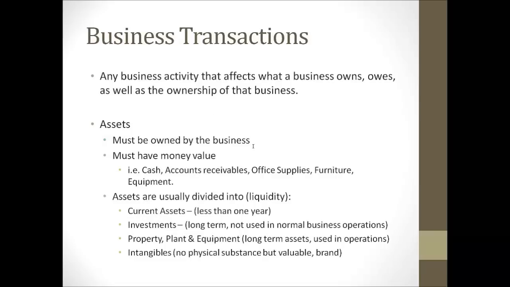A business transaction is any activity that affects what a business owes, as well as the ownership of that business. What a business owns is defined as an asset. An asset needs to meet two different requirements to be considered an asset. The first is that it must be owned by the business. The second is that it must have money value. Some examples of assets in a business would be cash, accounts receivable, office supplies, furniture, equipment.